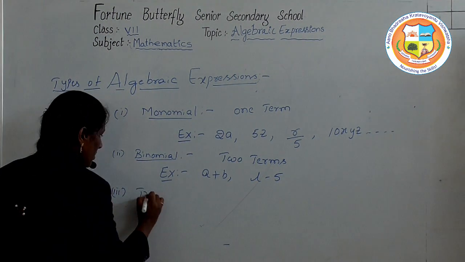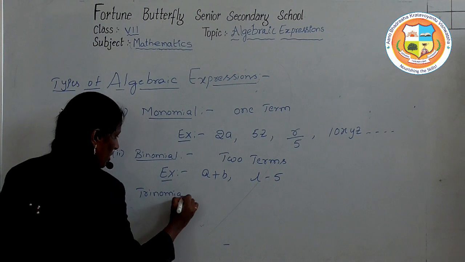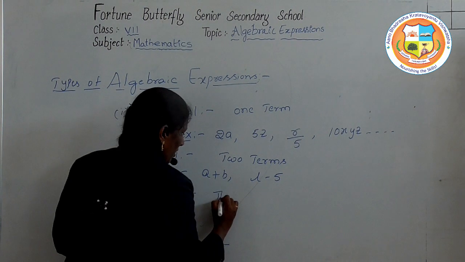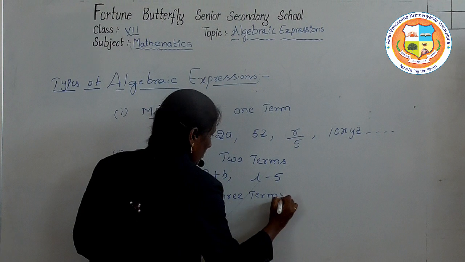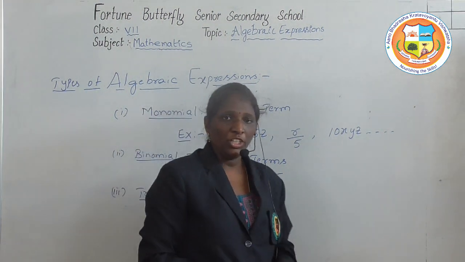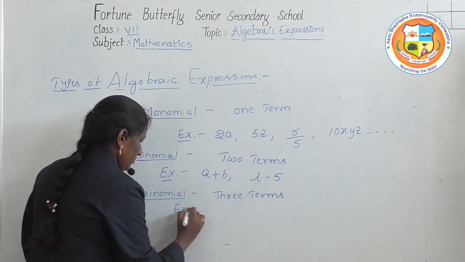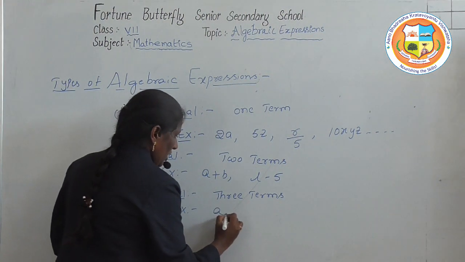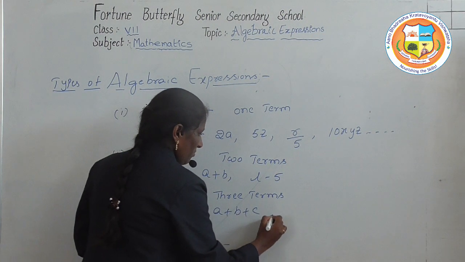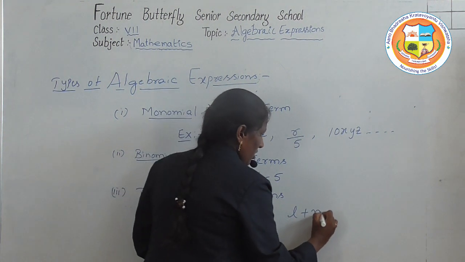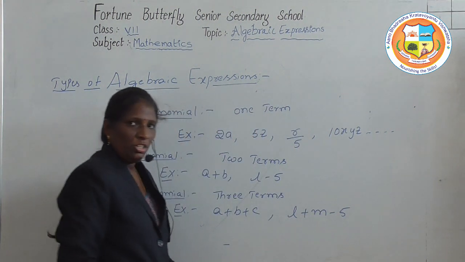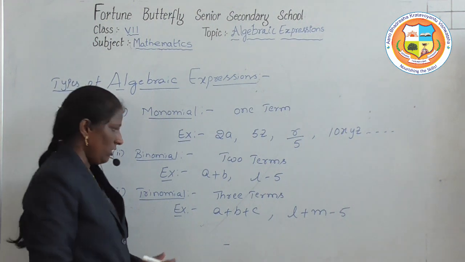Next one is a trinomial. An expression containing three terms is called a trinomial. For example, a plus b plus c, l plus m minus 5. Three terms is called a trinomial.